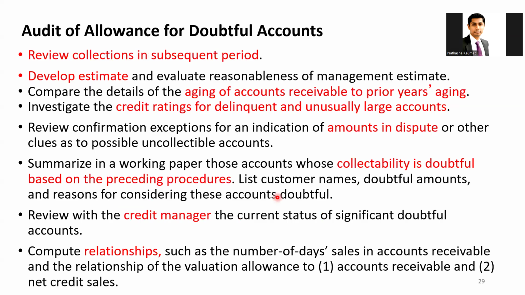Right. And then audit of allowance for doubtful debts. What is this? Now, when it comes to audit of allowance for doubtful debts, I told you we can use the aging analysis. Based on the aging analysis, we can apply some numbers for different baskets, and then you can calculate the allowance for doubtful debts. Basically, after collecting the data, you can review collections in the subsequent period.